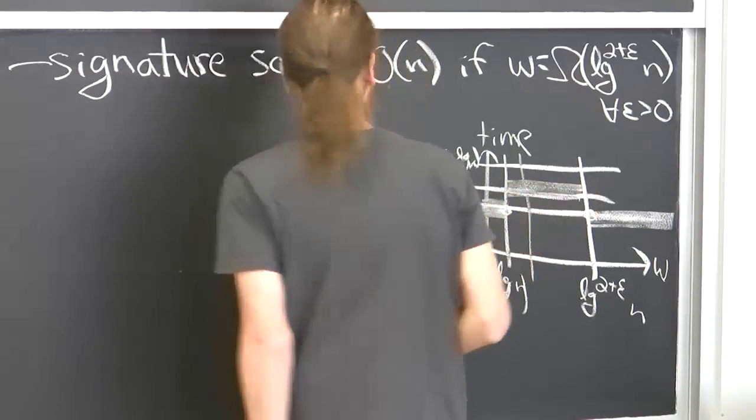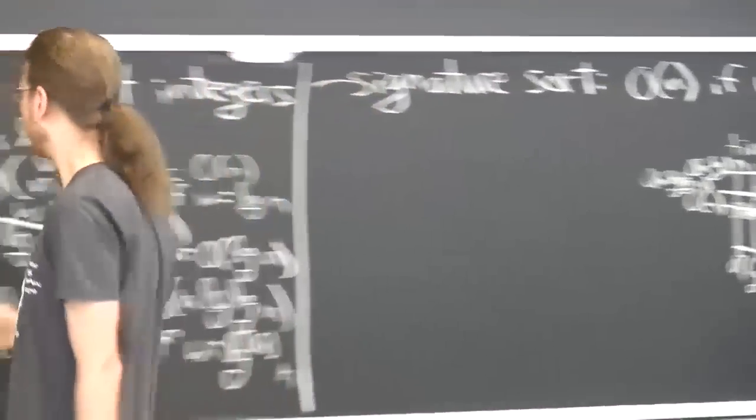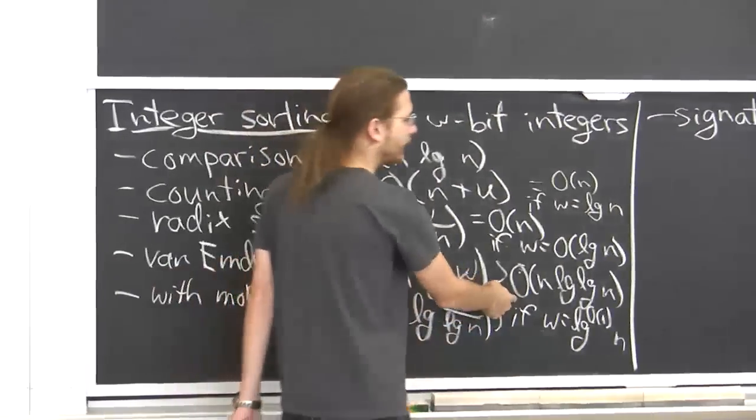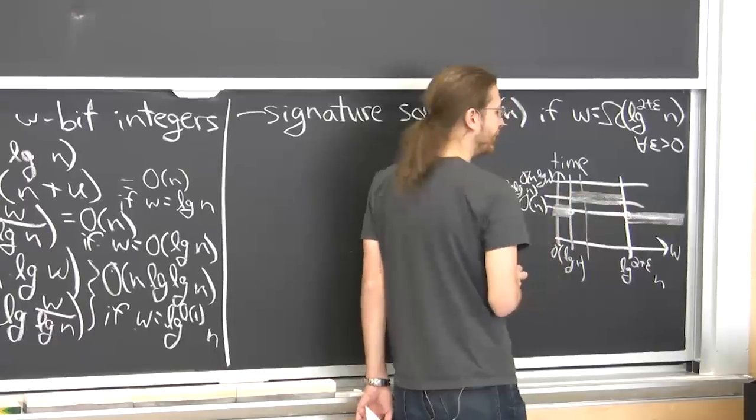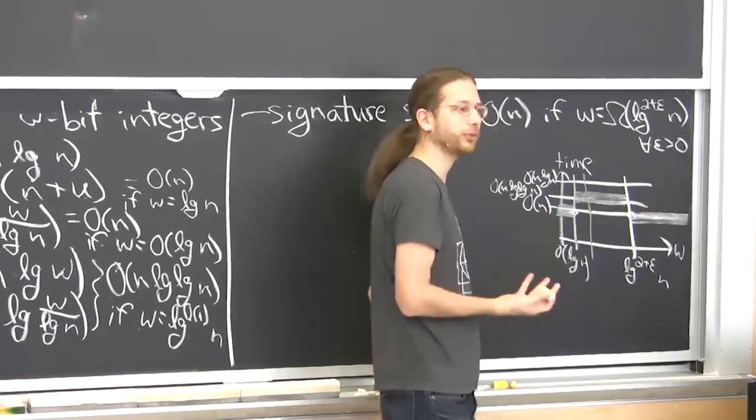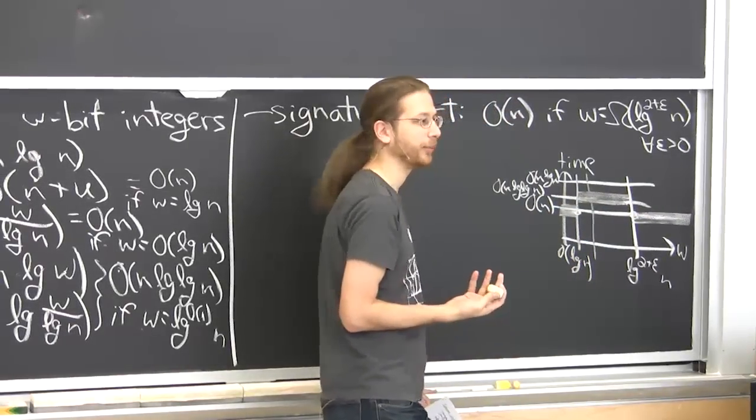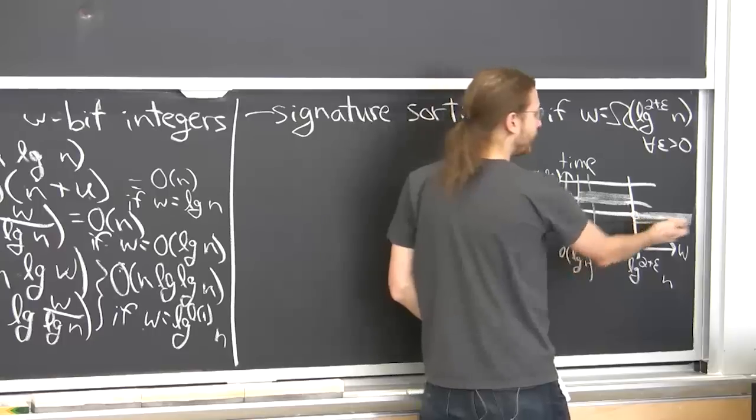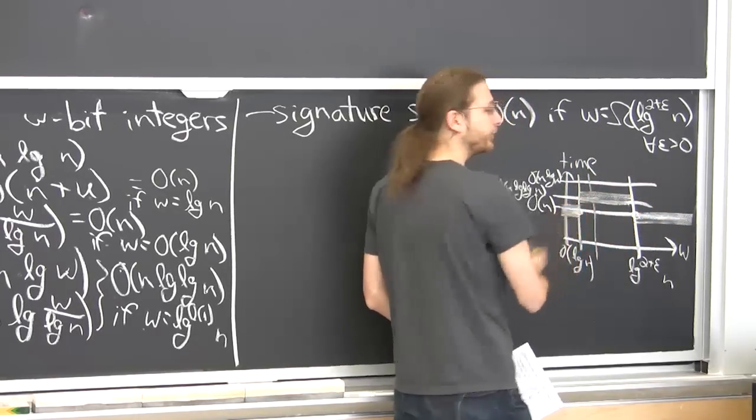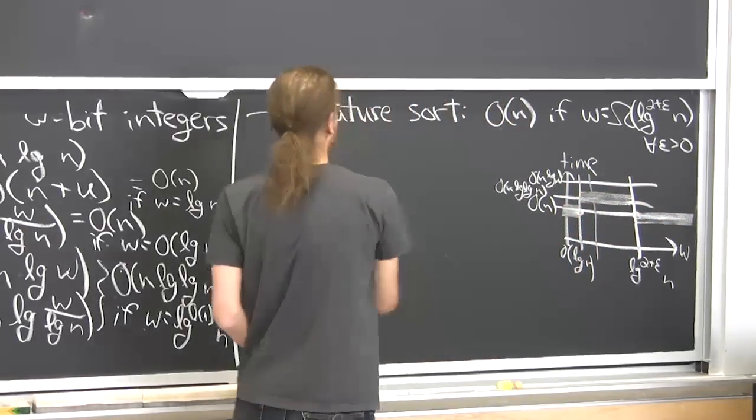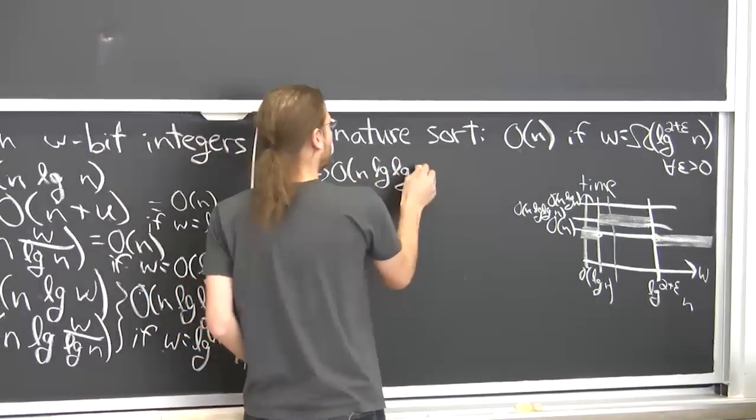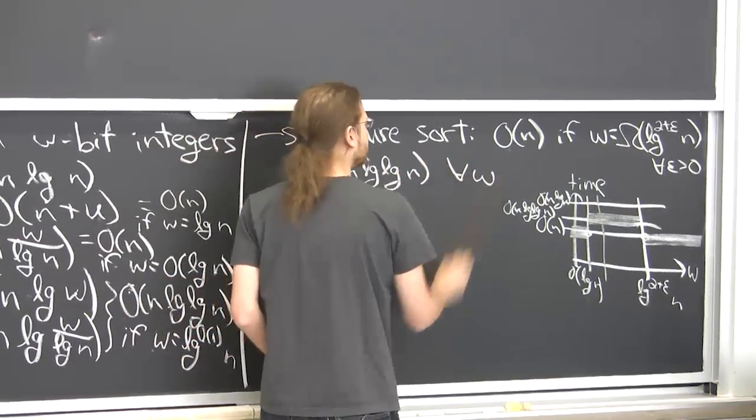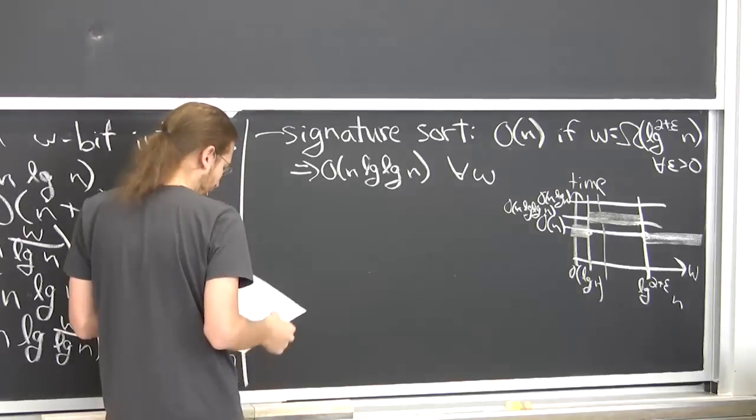Well, one thing we could do is use Van Emde Boas sort and get an n log n bound. And so that's one way to fill in this range in the middle. And that means overall, you can always sort n integers in n log n time. If w is big, you use signature sort. If w is small, you use Van Emde Boas sort. So this implies n log n for all w. So that's something. It's not the best known.